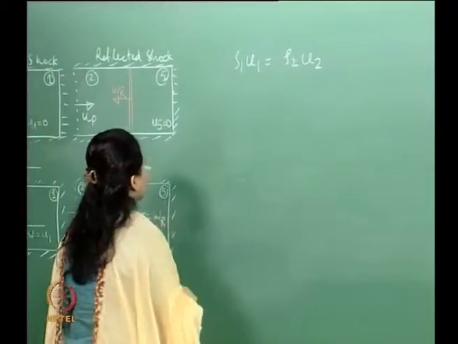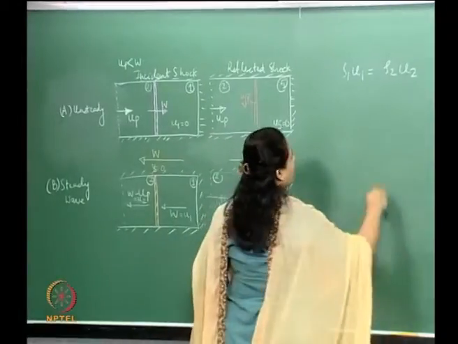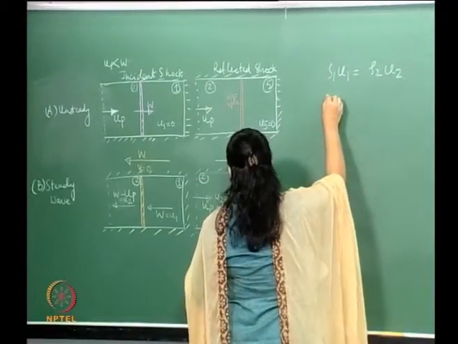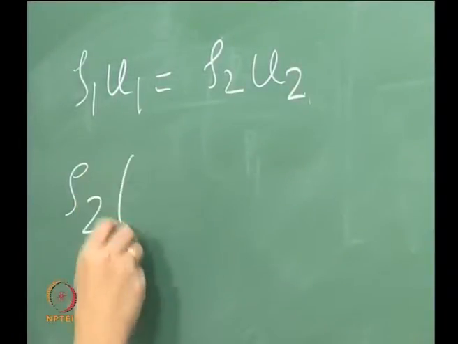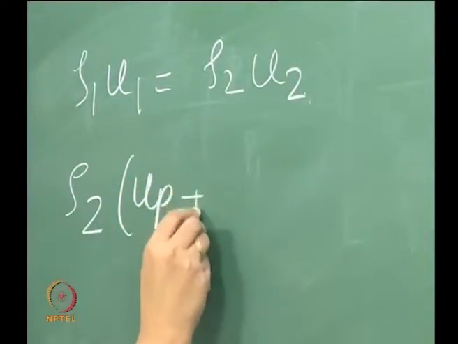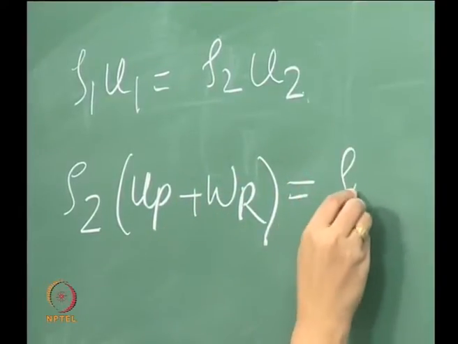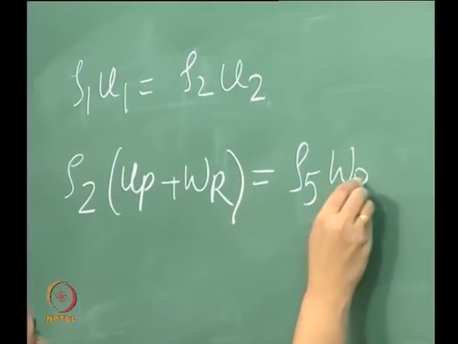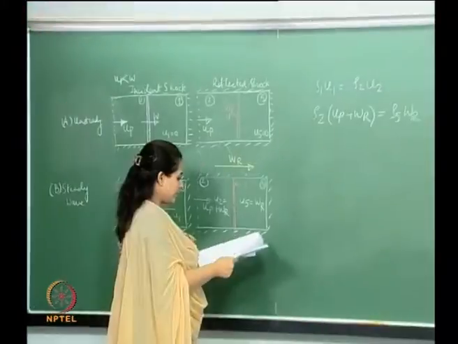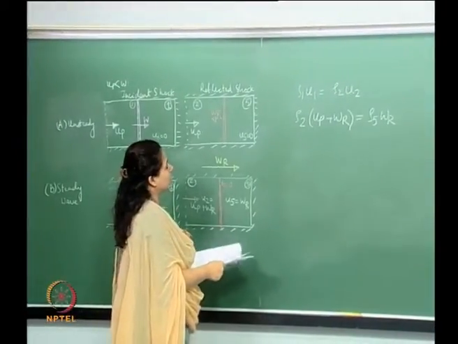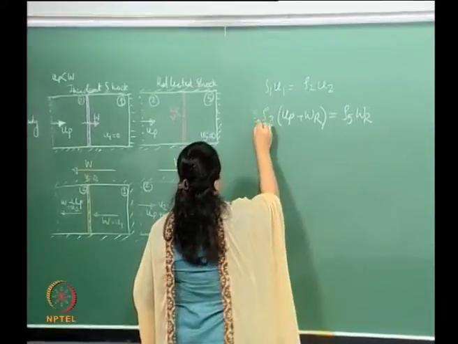So in that case, what this will become is rho 2 up plus WR is rho 5 WR, right? So that is the continuity equation. So this is the continuity equation.